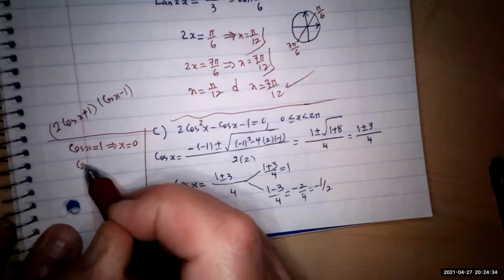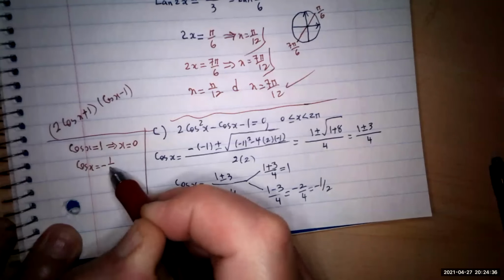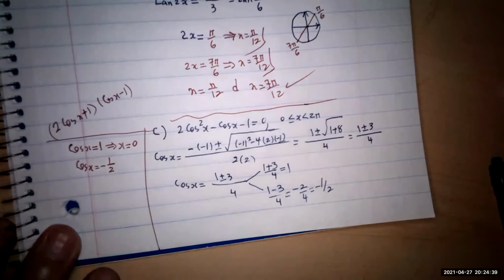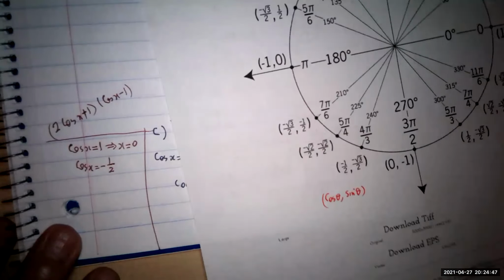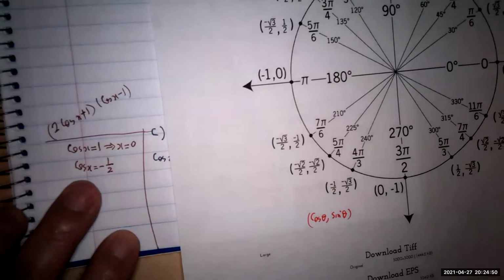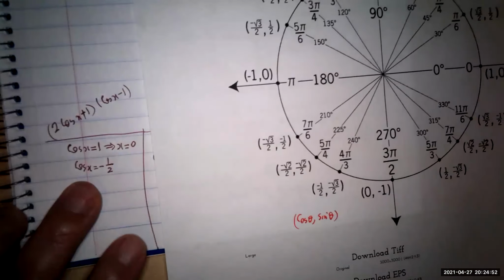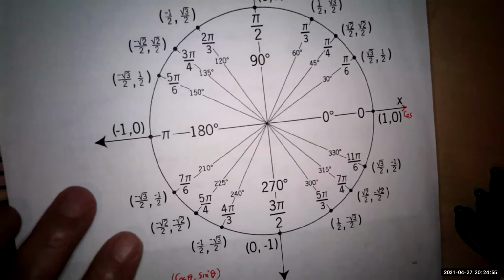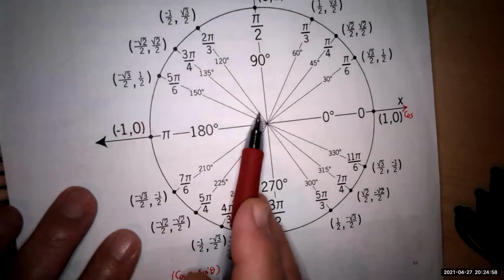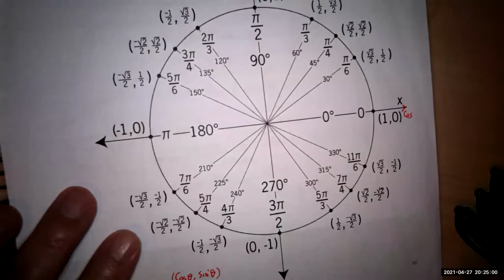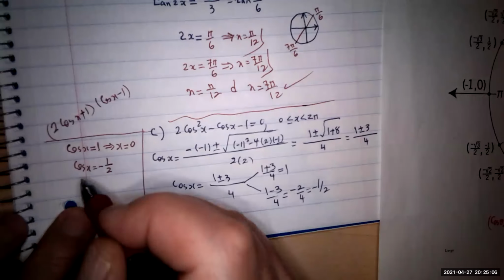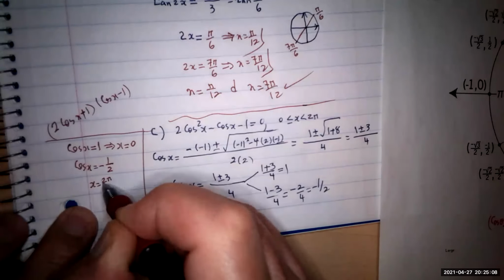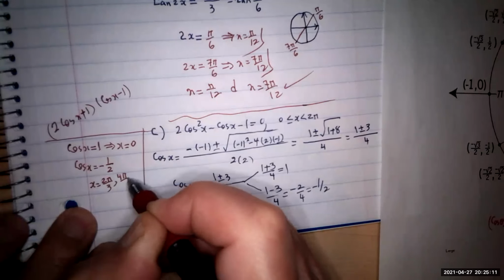The other one is cosine x equal to negative half. The cosine is going to be negative, so we're going to be either in the second quadrant or the third one. This must be cosine of 60 degrees. You see we have the negative 1 half in the second, you get 2 pi third, 120. And over here you get 4 pi third. So it's going to be 2 pi third and 4 pi third.